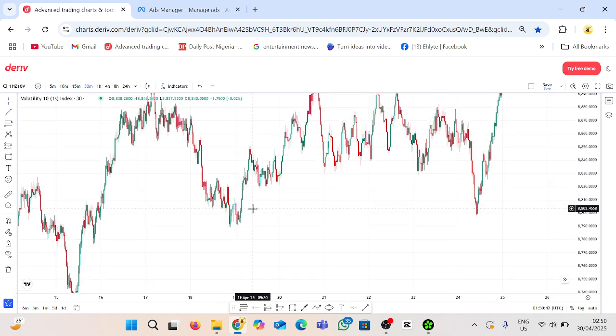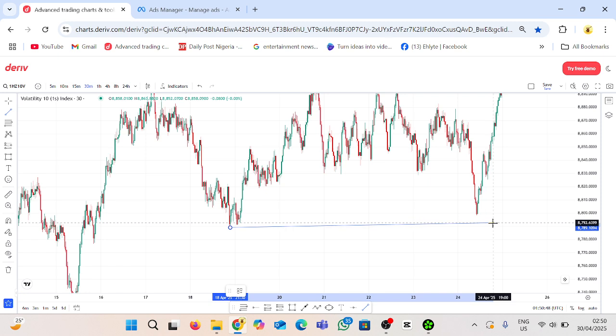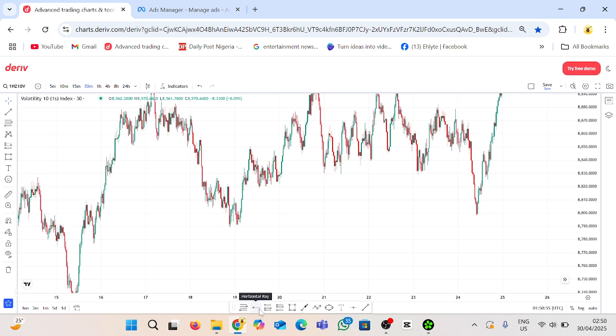We have our protected low here. Remember, for a buy we always have a protected low, while for the sell we have a protected high. Now this is the 30 minutes time frame. We have a protected low here, and then this is our 50% retracement to give us our structural liquidity.